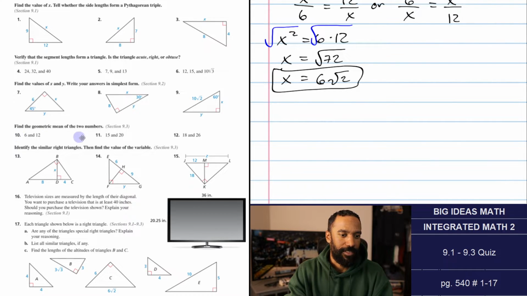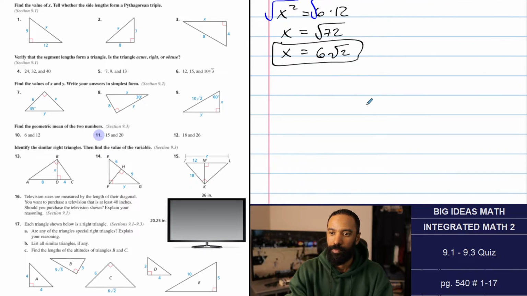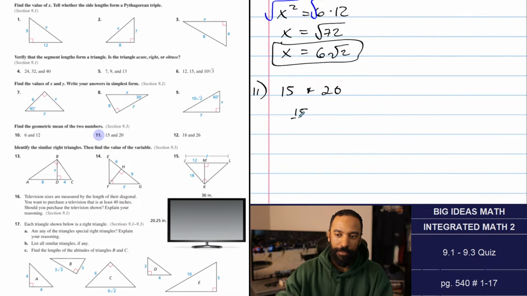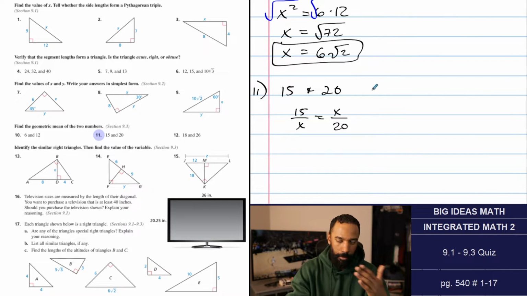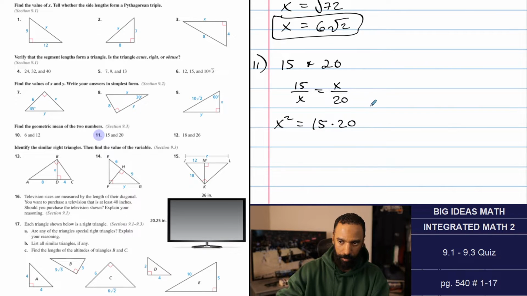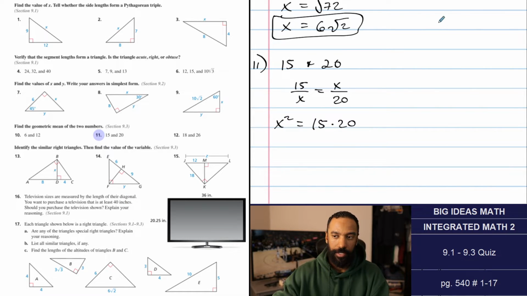All right, number 11. Let's find the geometric mean of 15 and 20. So number 11, 15 and 20. This is, once again, you could set something up like 15 over x equals x over 20. It's the number in between that you got to multiply by from those. So cross multiply, we get x squared equals 15 times 20. 15 times 20 is 300.